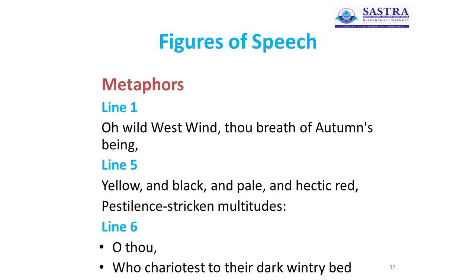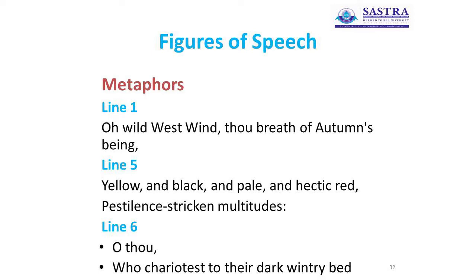So actually we have 3 metaphors compressed in the very first line. Now the next metaphor I can say is in line 5, where he says yellow and black and pale and hectic red, pestilence stricken multitudes. See the words which have been lined one after the other. Now again the metaphor here is where he is actually saying the different multicolored leaves, they are pestilence ridden.